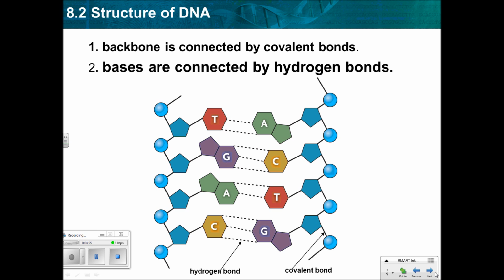Okay, so the solid bond lines on here are covalent bonds. Those are stronger bonds between the sugar and the phosphate, between the sugar and the nitrogen-containing base. These dotted lines, what kind of bonds are these that are connecting the bases? Hydrogen. Notice, are A and T strongly bonded as G and C? No. 2 bonds here, 3 bonds here.